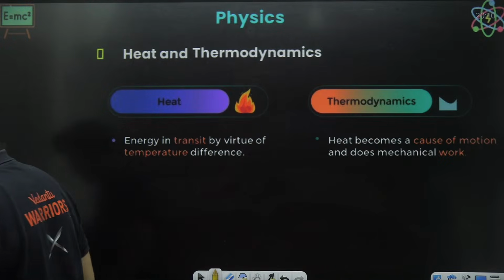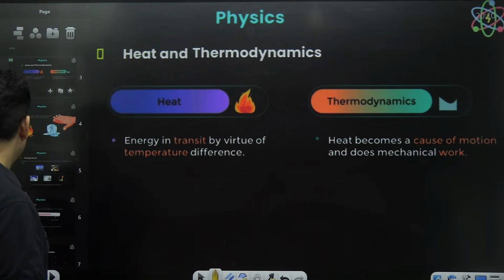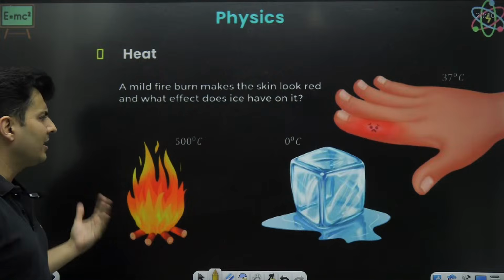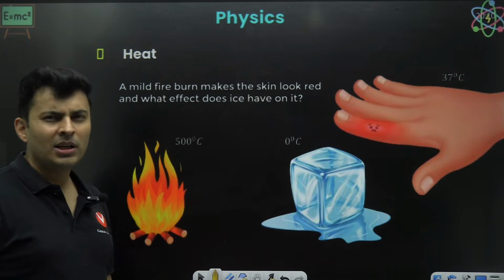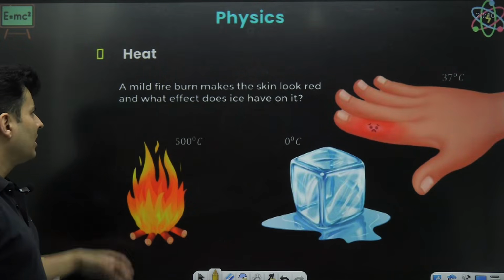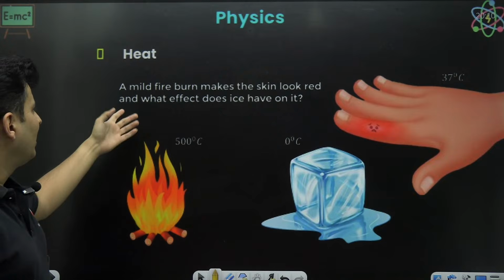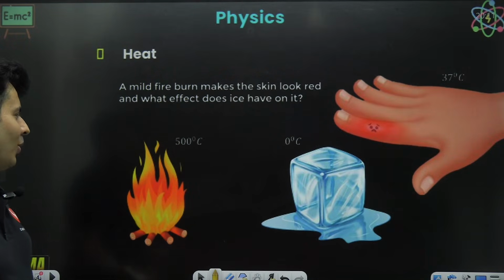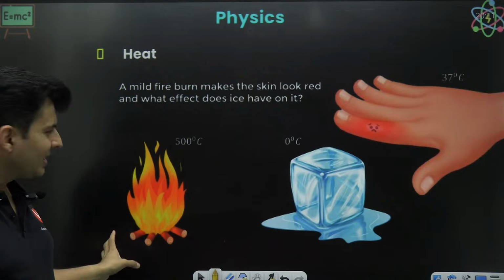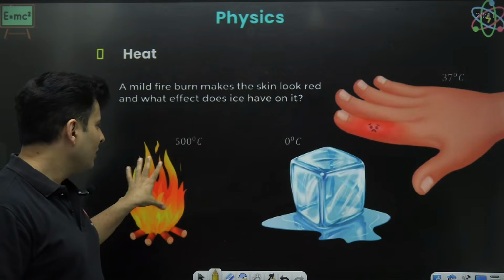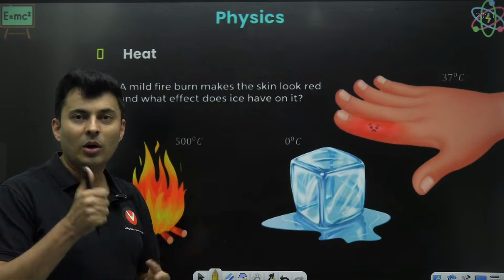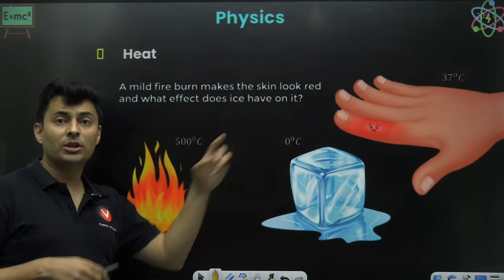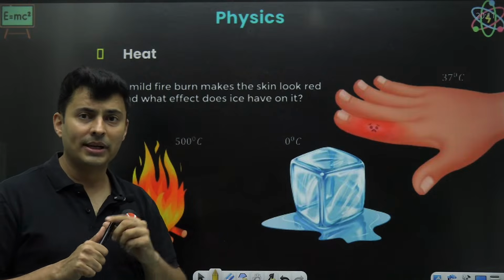Okay, all right. Now, having said that, like I said, heat is nothing but the energy in transit. Heat will always go from a hot body to a cold body. Now, one very nice example, a mild fire burn makes the skin look red. And what effect does ice have on it? Okay, so basically, understand when you touch some hot object, what is happening? The heat went from the hot object to your skin because it was at a lower temperature.